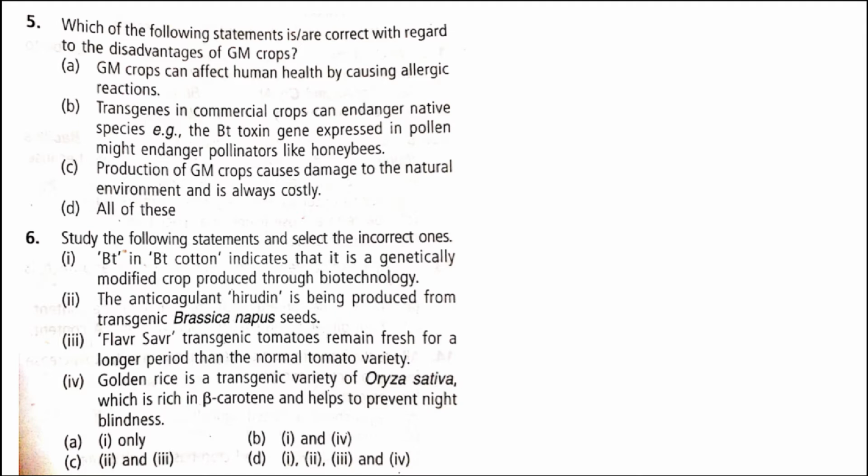All of these. Next, study the following statements and select the incorrect ones. 1. Bt in Bt cotton indicates that it is genetically modified crop produced through biotechnology. 2. The anticoagulant hirudin is being produced from transgenic brassica and apple seed. 3. Flavr Savr transgenic tomatoes remain fresh for a longer period than the normal tomato variety. And 4. Golden rice is a transgenic variety of Oryza sativa which is rich in beta-carotene and helps to prevent night blindness.